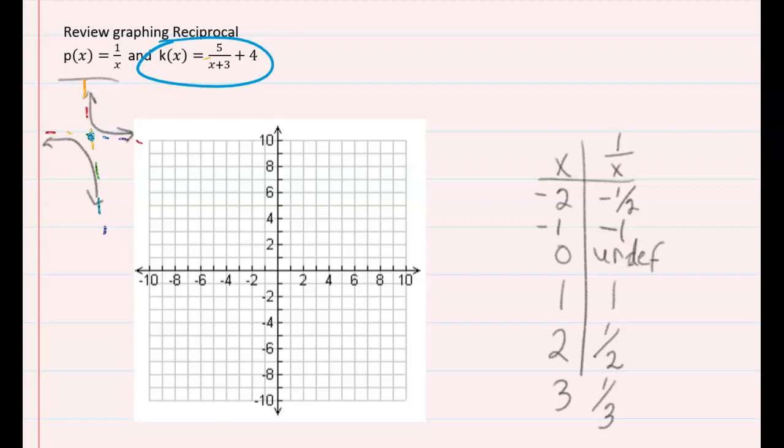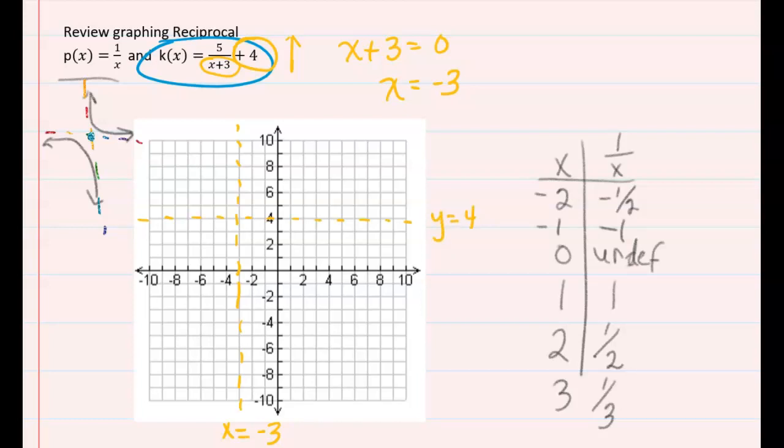Again, I'm going to look on the inside of my function, and we have x plus 3. I let that equal to 0. I find x is equal to -3. So I'm going to come over here and draw a vertical line at x is equal to -3. Then my vertical shift is going to be a shift up by 4. So I'm going to come over here and call that y is equal to 4.